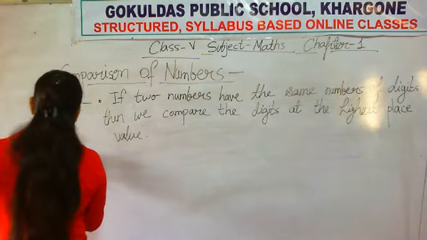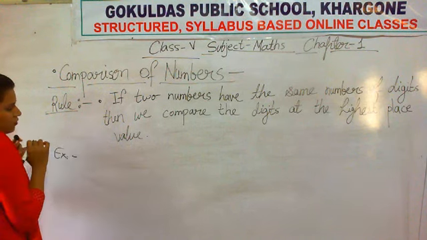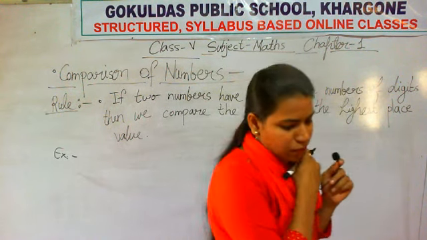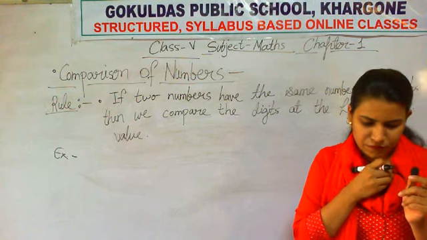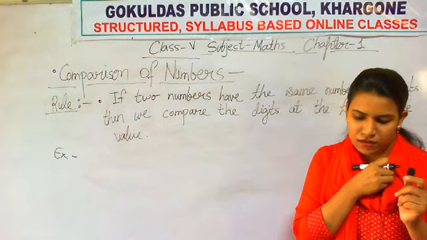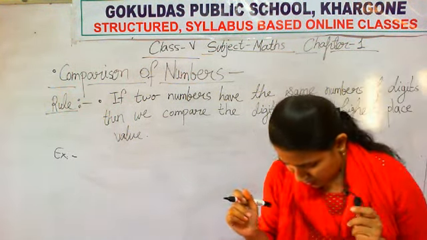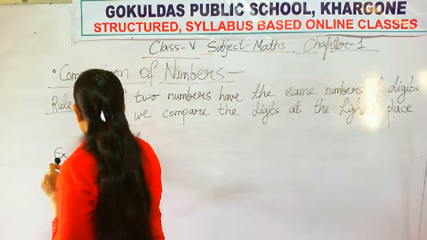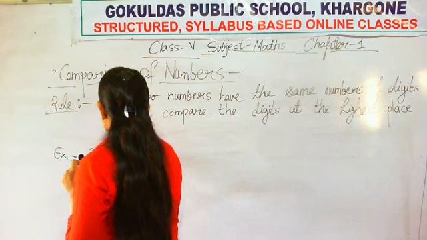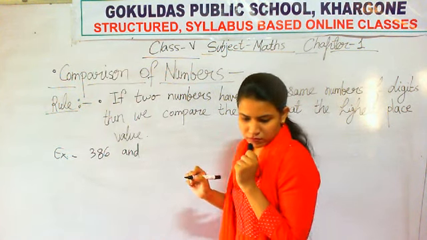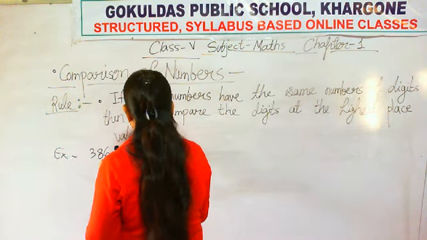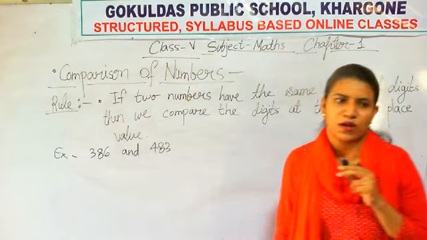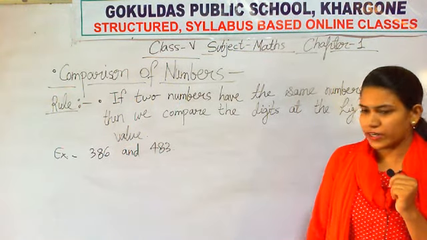Let's understand this by an example. Let's take two numbers. Suppose our numbers are 386 and 483.